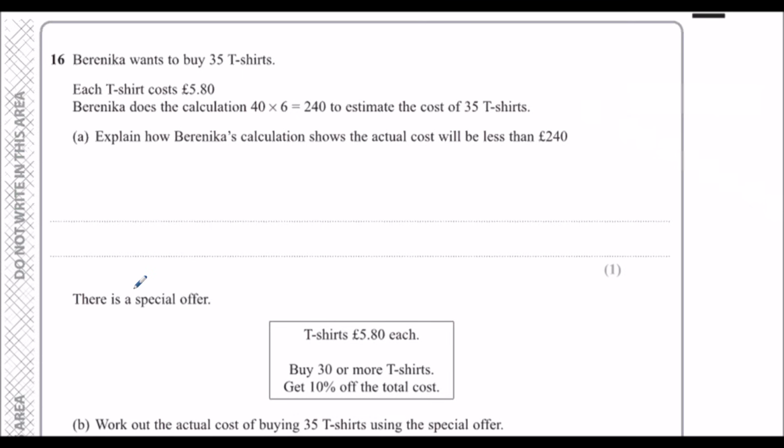So that means we're going to get an overestimate of the actual amount because we've rounded up both of the numbers. So we can just put it's an overestimate because both numbers have been rounded up.